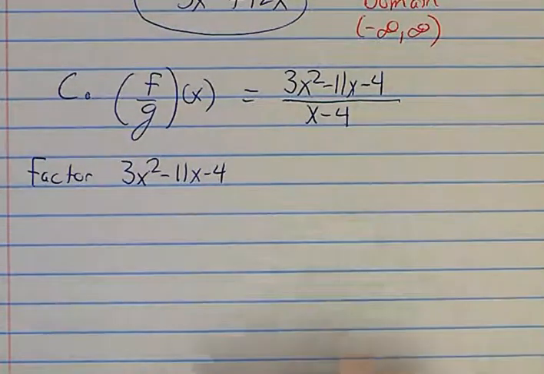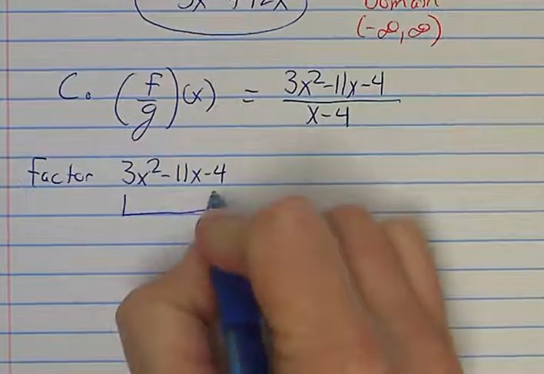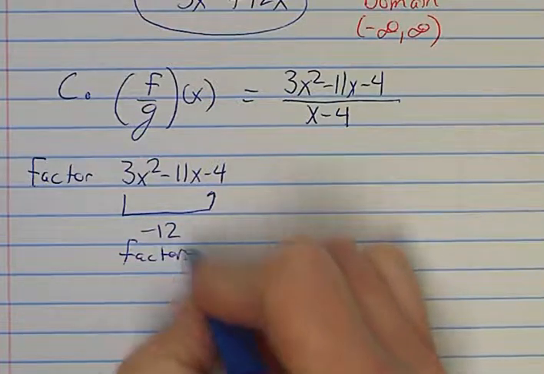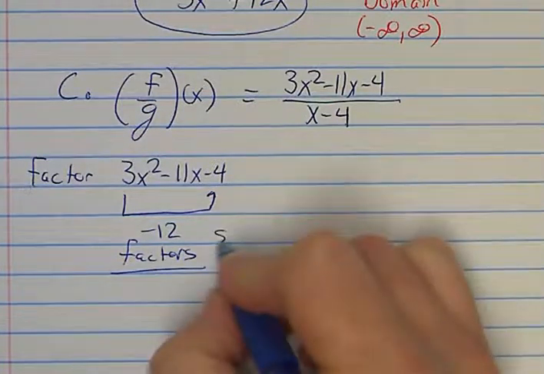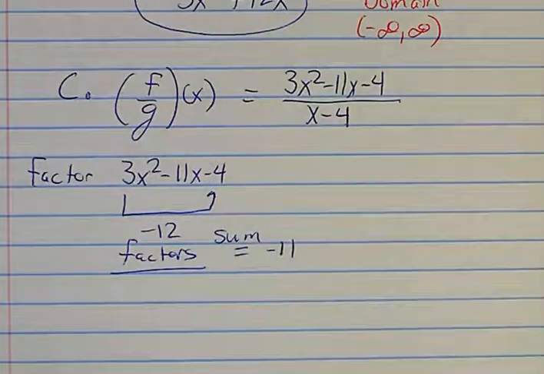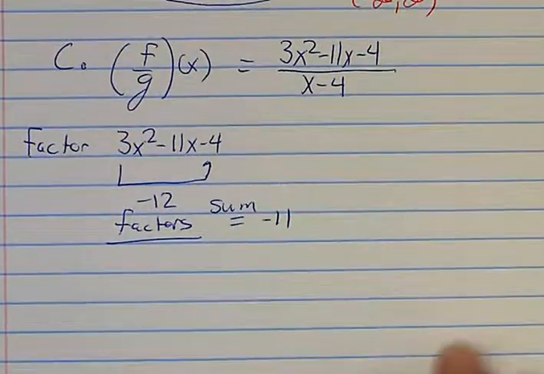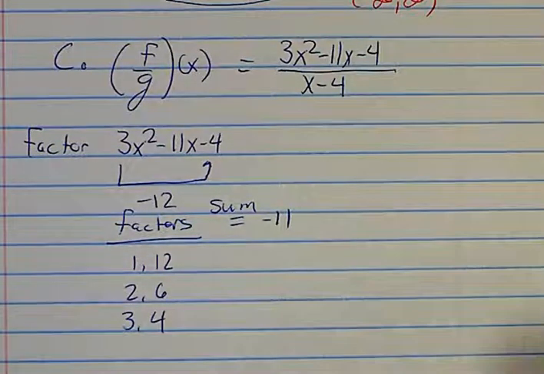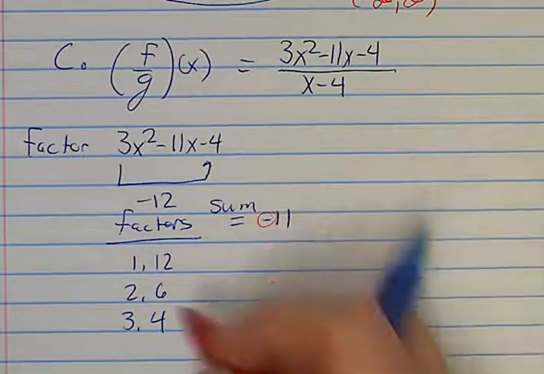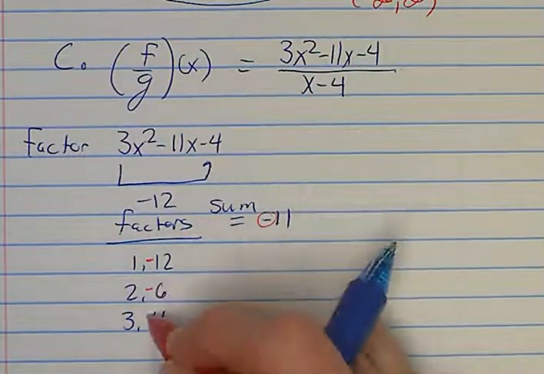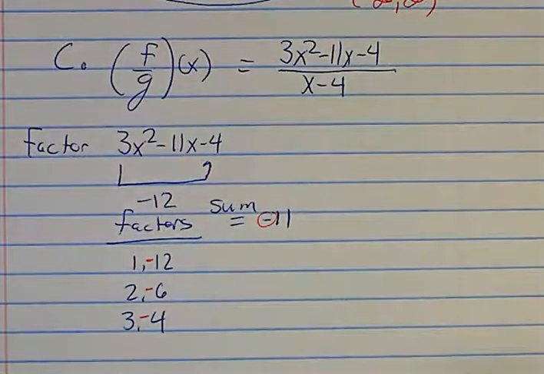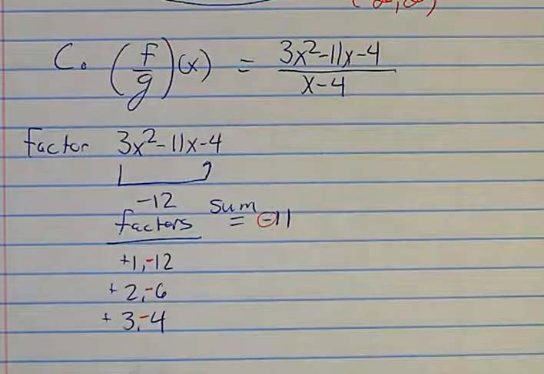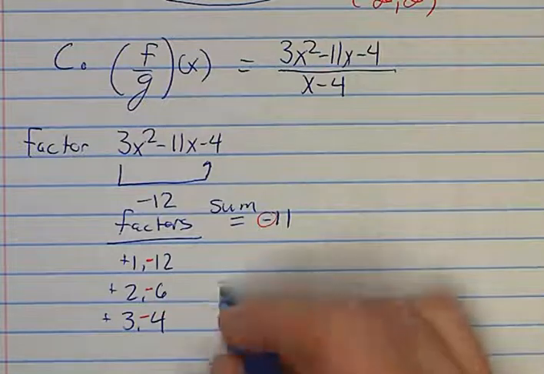Okay, so to factor this one, we're going to have to do the AC method. So we're going to start by multiplying 3 times negative 4, which is negative 12. And you're looking for the factors of negative 12 where the sum would equal negative 11. So we either have 1 and 12, 2 and 6, or 3 and 4, which are your only factors. And because the B term is negative, that has to be with the bigger number. So the pair that would add up to negative 11 would have to be the 1 and the 12.